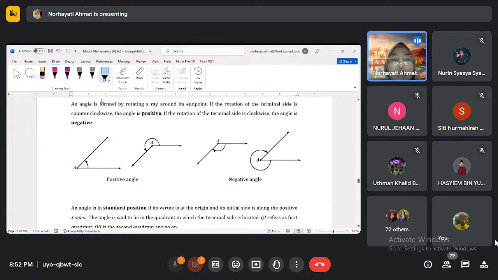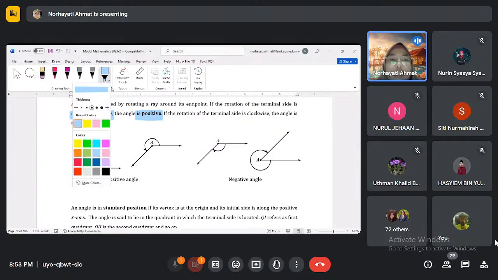So if the rotation of the terminal side is counterclockwise, okay, apa maksud counterclockwise? It means we go opposite the clock direction, anti-clockwise. So we call the angle a positive angle. And if the rotation is clockwise, ataupun ikut arah jam, then the angle is a negative angle.